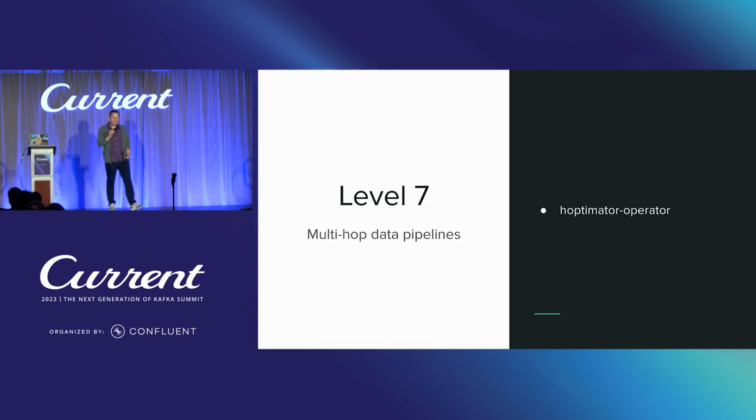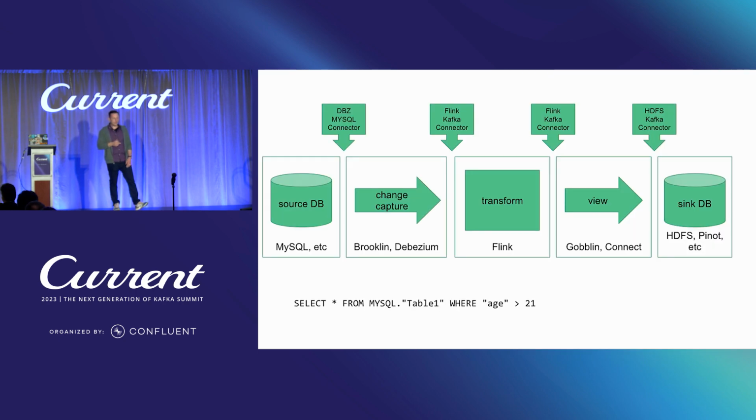Cool. So let's take this a little bit farther. We have this concept of subscriptions, and we sort of equated subscriptions and pipelines. An interesting thing about the Hoptimator project is that the very name Hoptimator comes from this concept of multi-hop data pipelines. So what do I mean by multi-hop? If you think about a pipeline that takes data, say, from MySQL and moves it into HDFS, that seems on its face very simple. There's just one source, one sink.